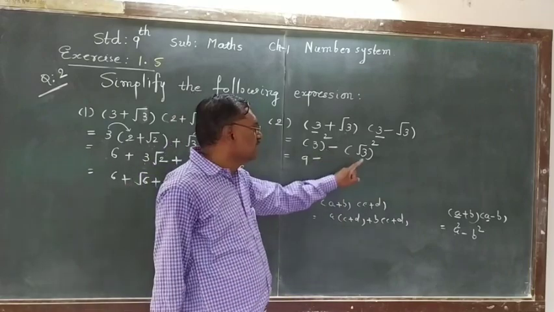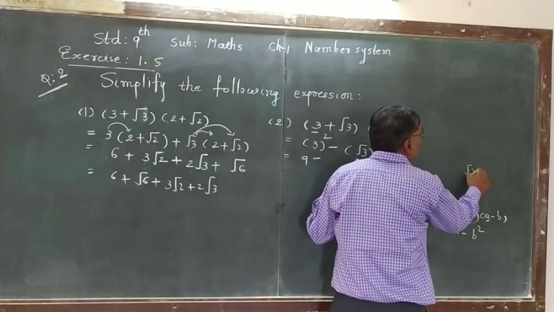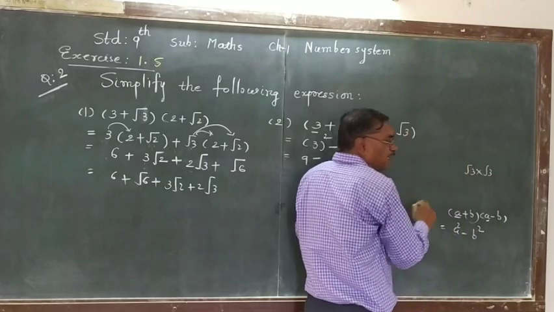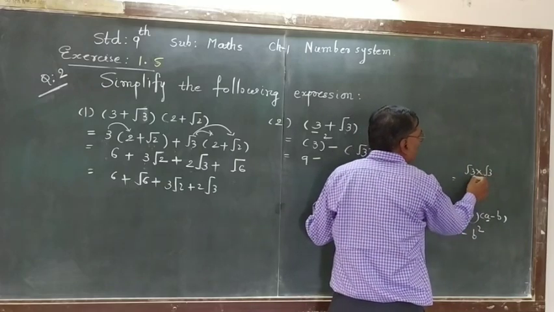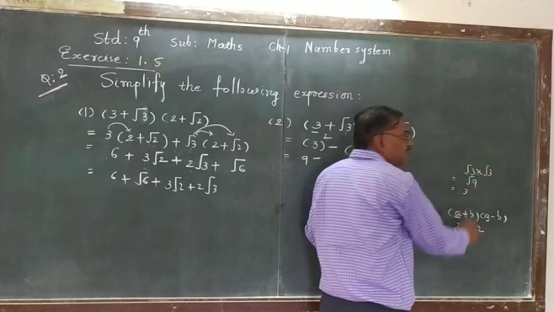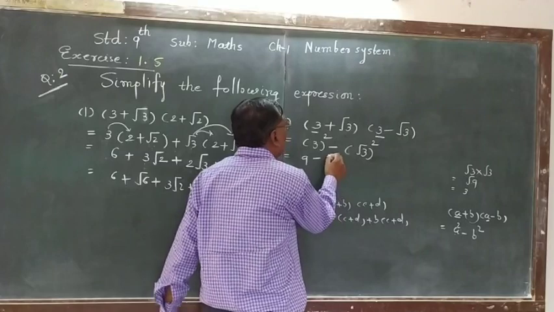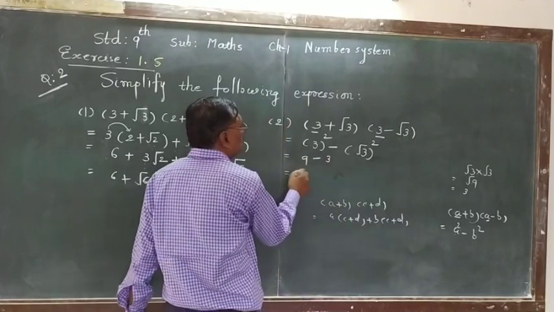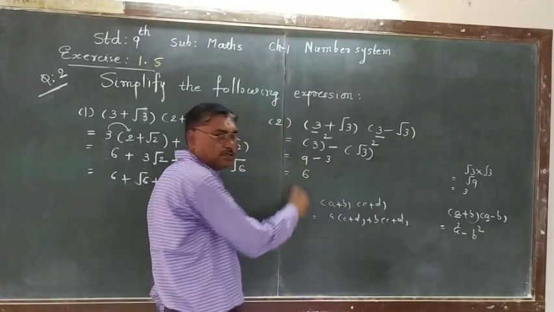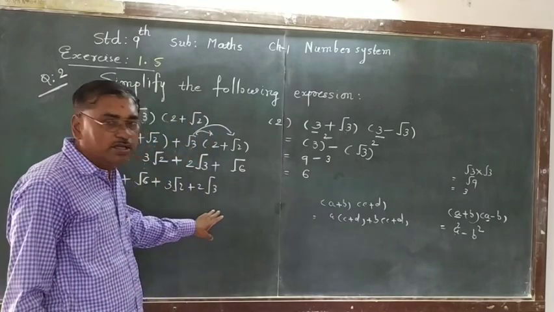Minus. Here is the confusion: root 3 square. How can you obtain it? Root 3 multiply root 3 two times. So root 3 multiply root 3 is root 9. And we know that the square root of 9 is 3 because 3 square is 9. So here it is 3. So 9 minus 3 is 6. Okay? Now you can write in your notebook.